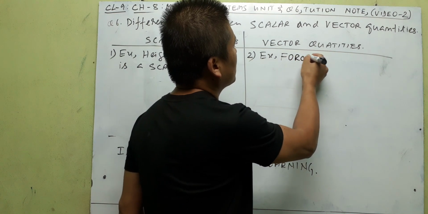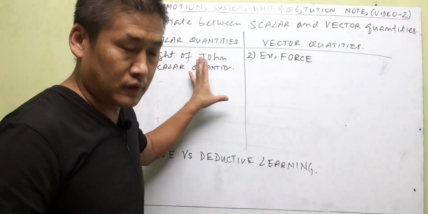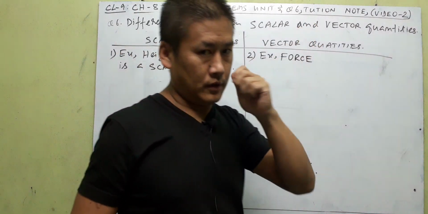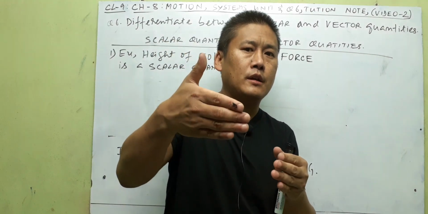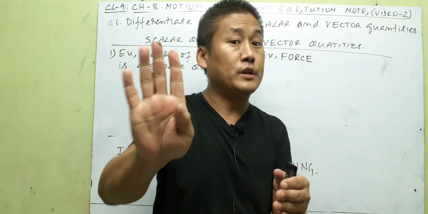Force is a vector quantity. Why? We will see right now. Height or distance is a scalar quantity because direction is not important, but force is a vector quantity. Why? See here. The force with which you open your door, let us say the door in your room, opens only when you pull it, and you close it by pushing it.